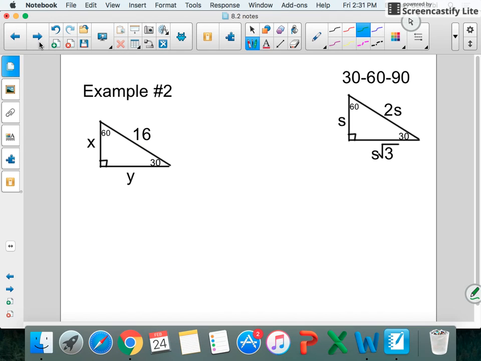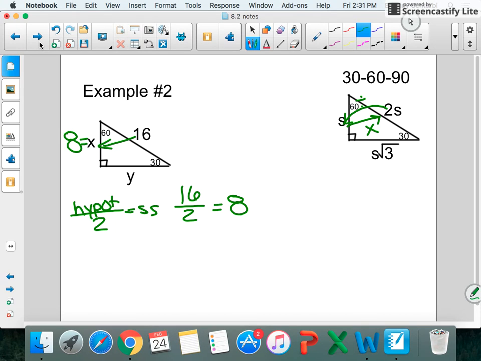So now we're going to look at one where we're given the hypotenuse. We have to work a little bit backwards. Again, when we went from s to 2s, we multiplied by 2. When we go backwards, we are going to have to divide by 2. So when I go from 16 to x, the short side, the hypotenuse divided by 2 will give me my short side. So my hypotenuse, 16 divided by 2, is going to give me 8. So x equals 8, my short side is 8.